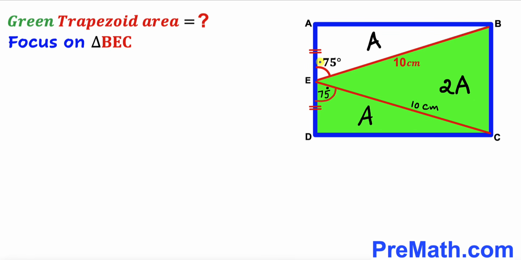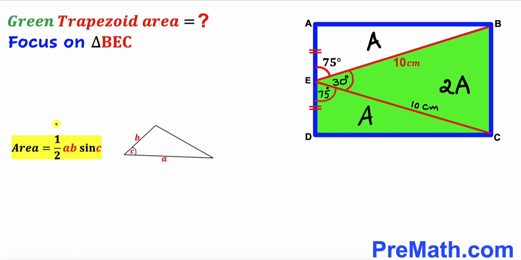And furthermore, we know that this whole straight angle is 180 degrees. We know this angle is 75 degrees and this angle is 75 degrees as well. So therefore, the angle in between has got to be 30 degrees. And now let's focus once again on this isosceles triangle BEC.